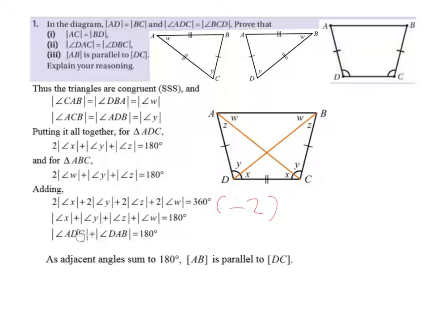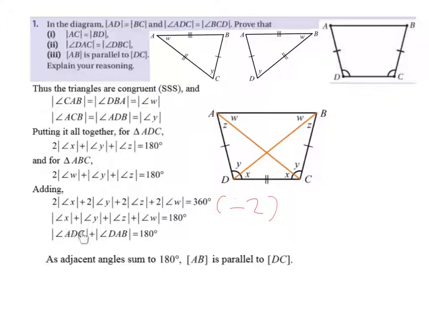So angle ADC we can see is actually X and Y put together. So angle X plus angle Y gives us angle ADC. And then angle DAB we can see is actually angle Z and angle W put together. So angle DAB is angle Z plus angle W. So if angle X plus angle Y plus angle Z plus angle W is equal to 180 degrees, then angle ADC plus angle DAB is equal to 180 degrees.